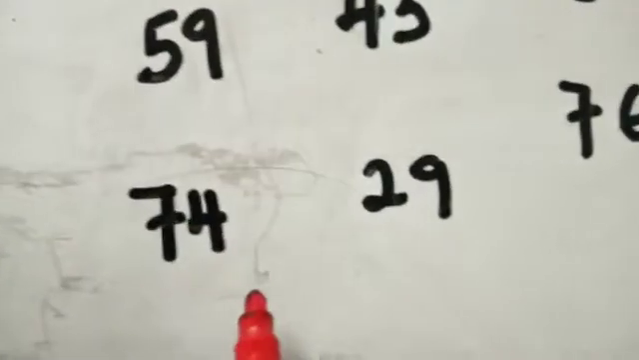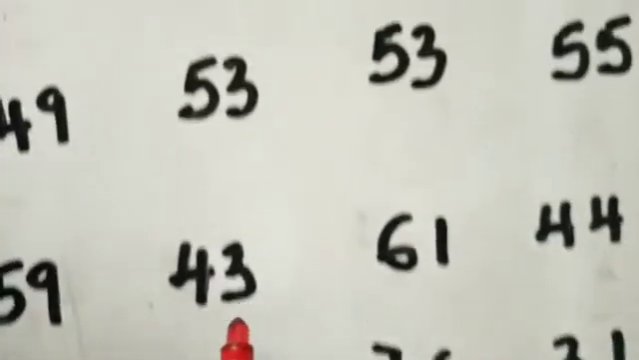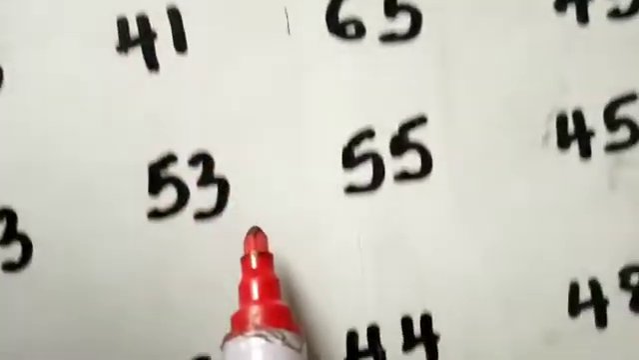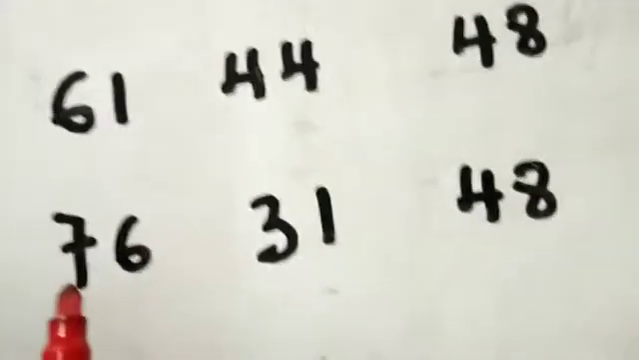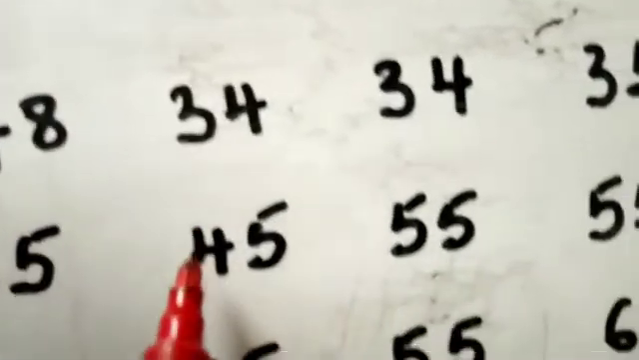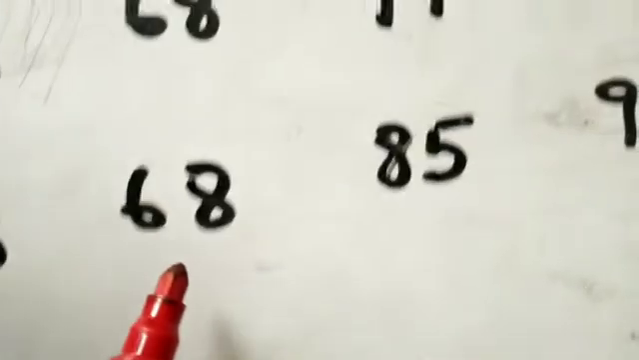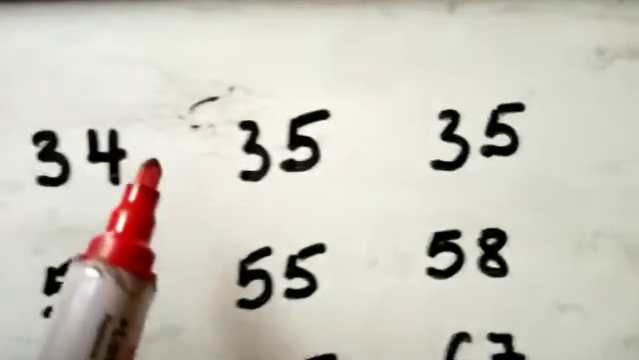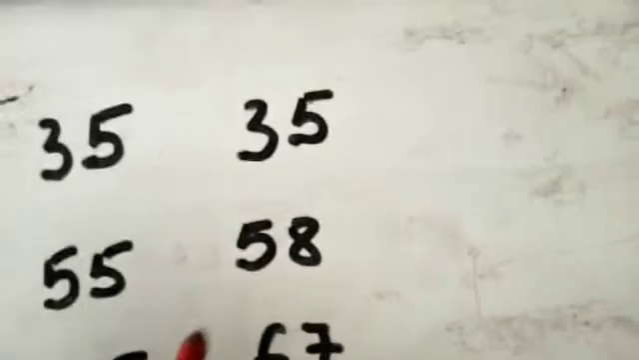So let's check. You just need to check like this, line by line. So 31 here, I don't have. Just line by line, checking across. So that is how you count. This is how you count.